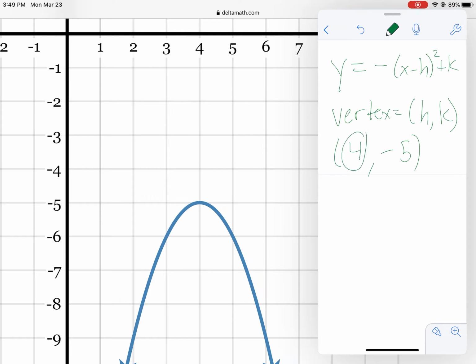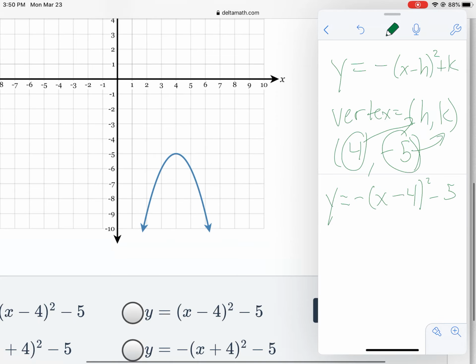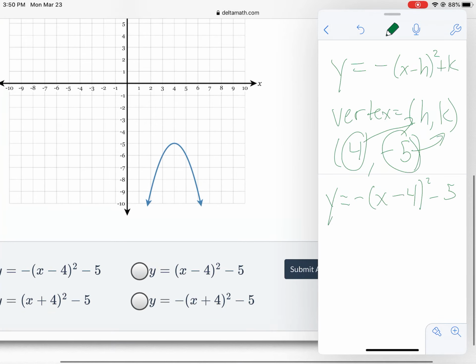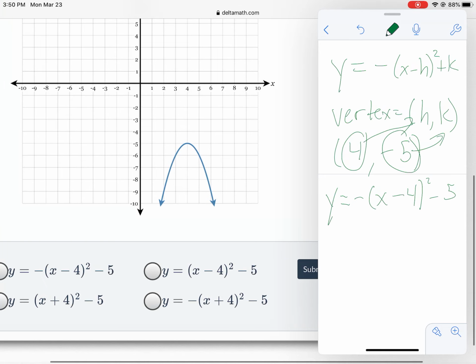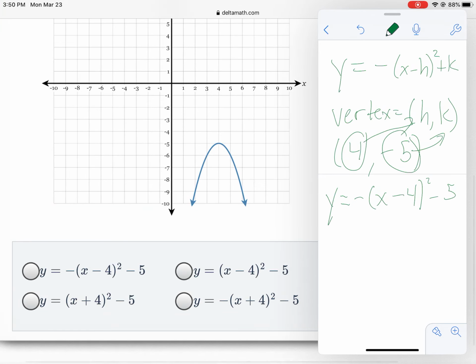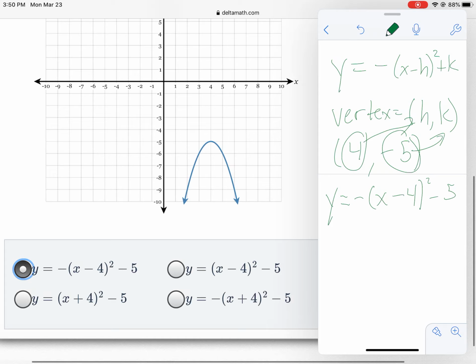So now I'm going to replace all of my values in for my variables. So I should have y equals negative. The only variable that stays the same is the x. I'm going to replace h with 4 and replace k with negative 5. And there you go, there's our equation: negative quantity x minus 4 squared minus 5. That's going to be this first one here.